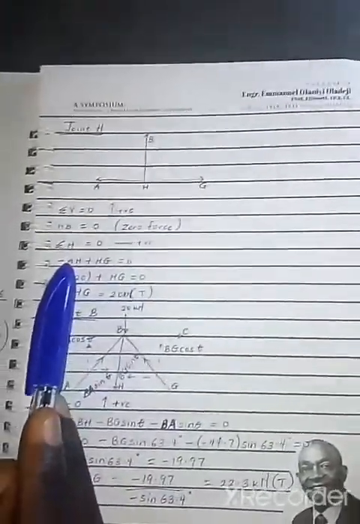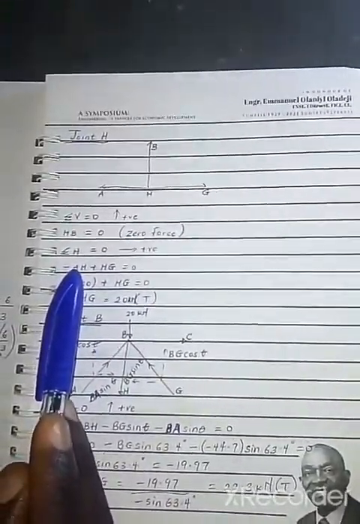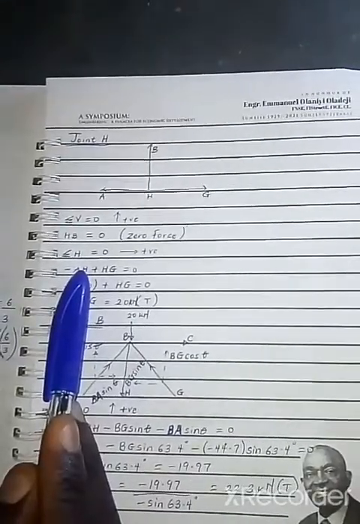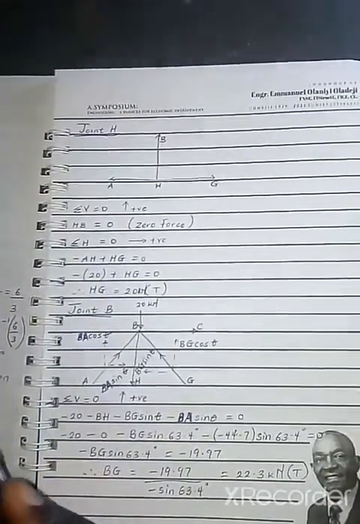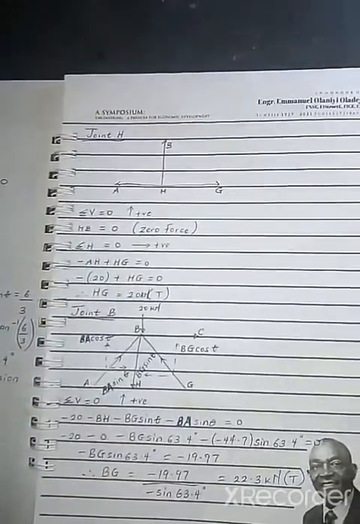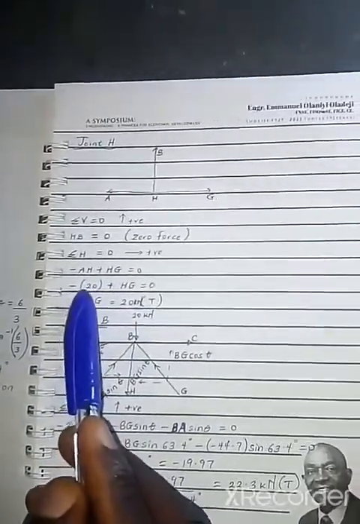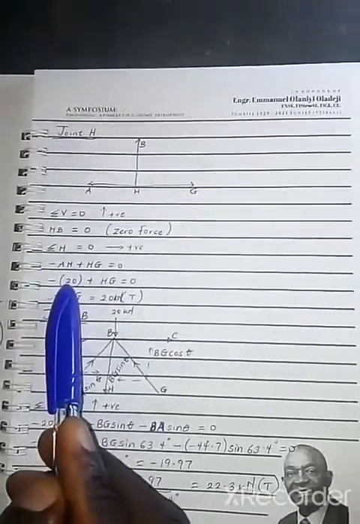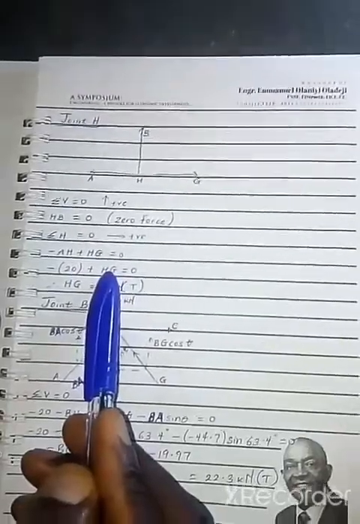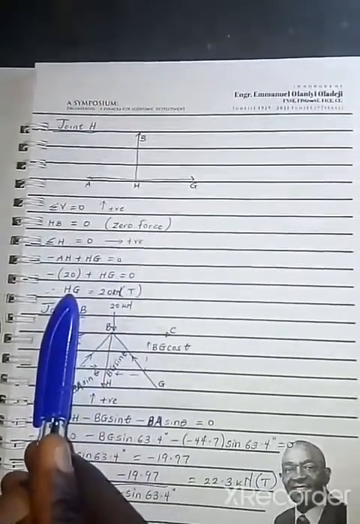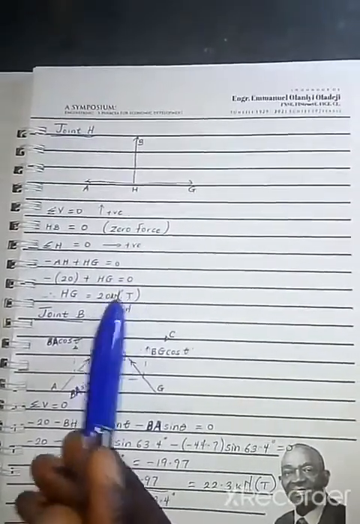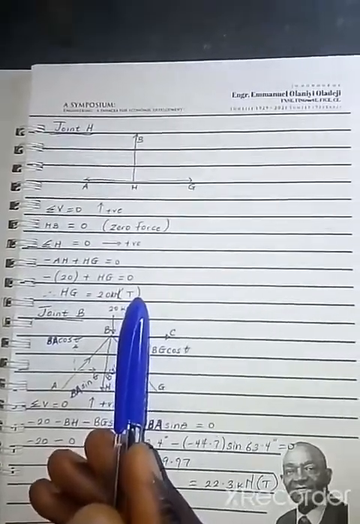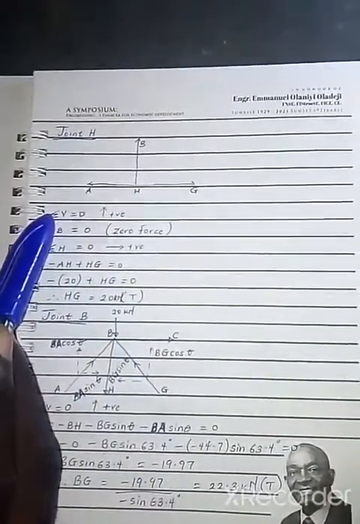So we have gotten the value of member AH before in the previous part. So just substitute AH, that's 20, then we get HG. So HG is 20 kilonewtons, that's tension. So we have solved for the summation of vertical and horizontal.